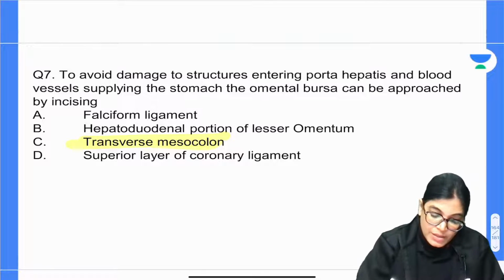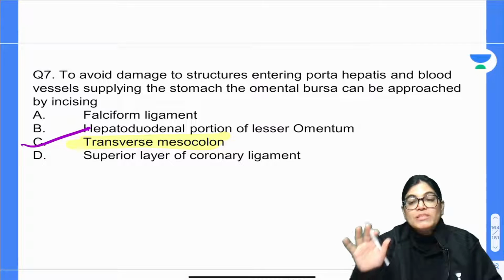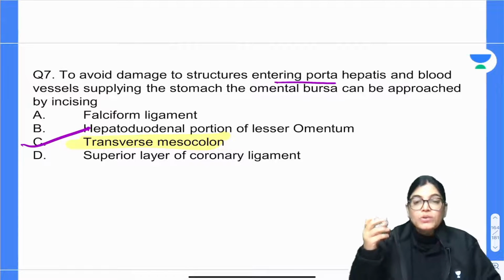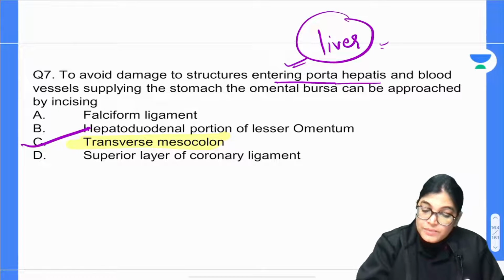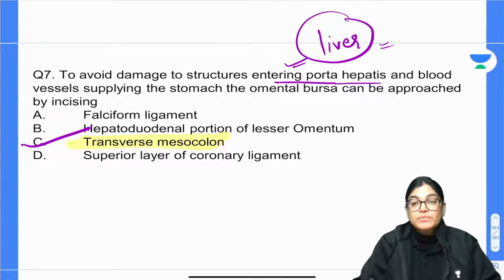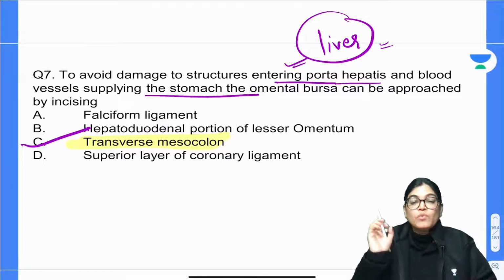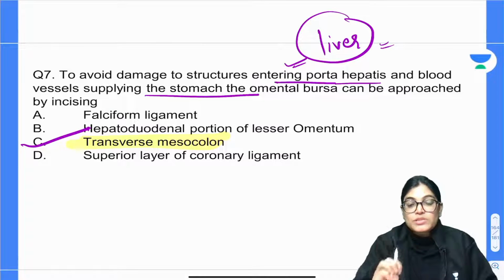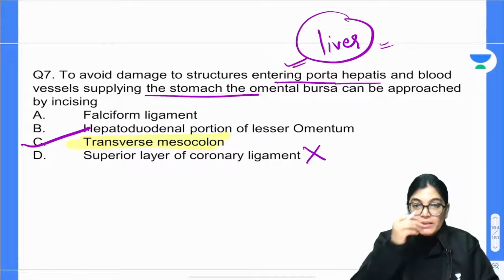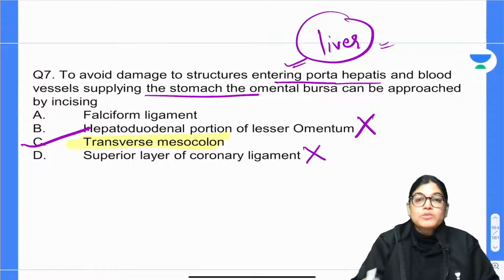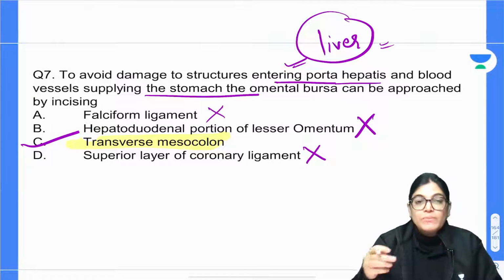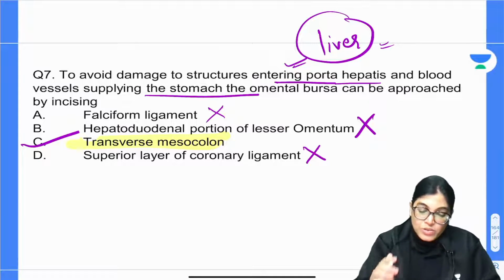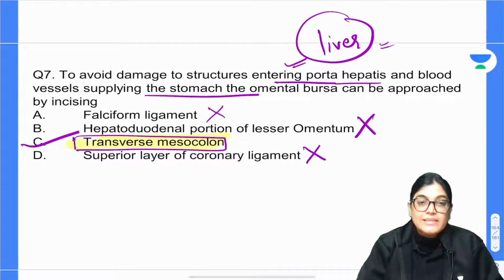My dear aspirants, whenever the transverse mesocolon is approached, it is not going to damage any of the structures of the porta hepatic region. The porta hepatic region is related to the liver. This is the region lying in the free margin of the lesser omentum, the hepatoduodenal ligament, and the blood vessels of the stomach. We will not want to dissect any structure lying in close association with the liver. The superior coronary ligament is also associated with the liver. The hepatoduodenal portion carries the vessels of the porta hepatic region, and then there is the falciform ligament. So, why approach any of the structures close to the liver? We will approach it through the transverse mesocolon, that is the safest part.